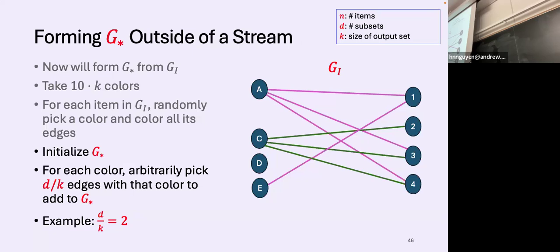Because to form G star, for every single item in some permutation, I want to do everything, right? And when does this coloring fail? It fails when I have too many edges that are colored the same color, because now I'm only taking d over k edges and I might lose too many. So I just want to argue that, A, I have enough colors, and B, I'm distributing my items among my colors in a good way.